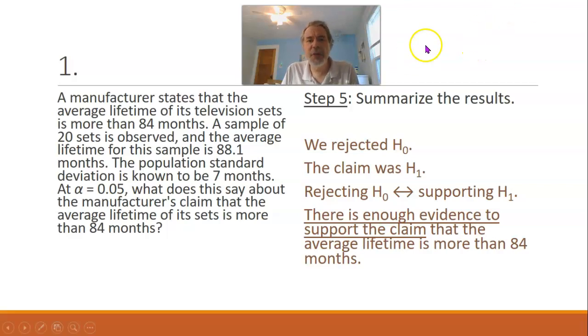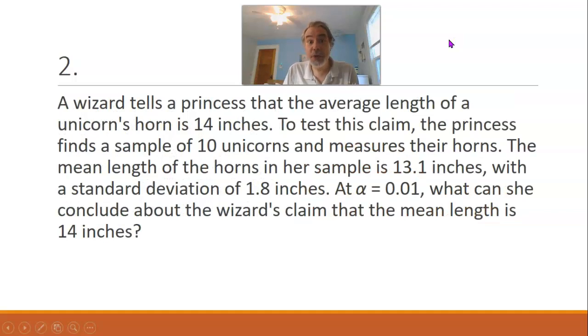Okay, let's go on and do another one of these. Number 2, a wizard tells a princess that the average length of a unicorn's horn is 14 inches. To test this claim, the princess finds a sample of 10 unicorns and measures their horns. The mean length of the horns in her sample is 13.1 inches, with a standard deviation of 1.8 inches. At alpha equals 0.01, what can she conclude about the wizard's claim that the mean length is 14 inches?